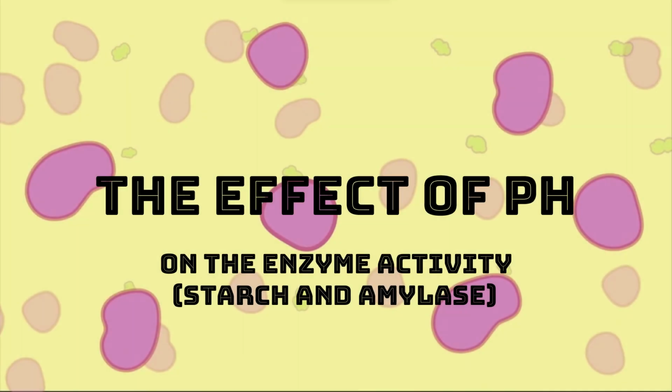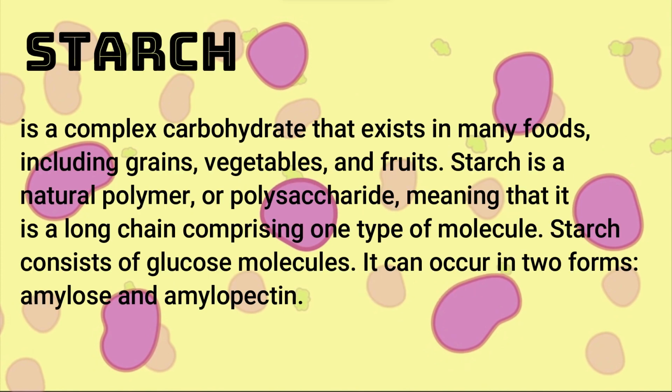For the third experiment, we will be observing the effect of pH on enzyme activity, starch and amylase. First, let's define starch and amylase. Starch is a complex carbohydrate that exists in many foods, including grains, vegetables, and fruits. Starch is a natural polymer, or polysaccharide, meaning that it is a long chain comprising one type of molecule. Starch consists of glucose molecules. It can occur in two forms: amylose and amylopectin.